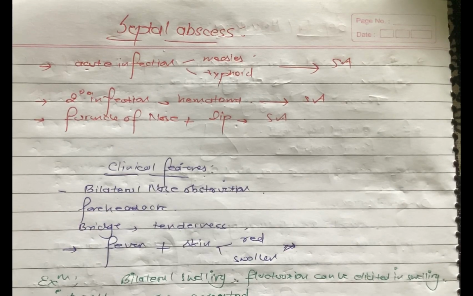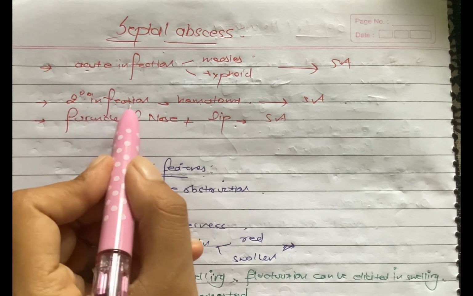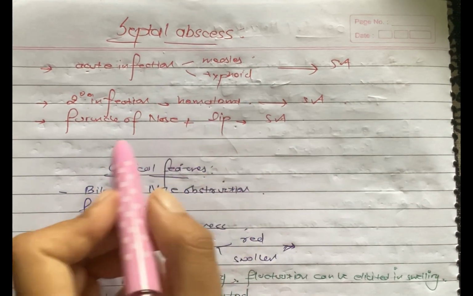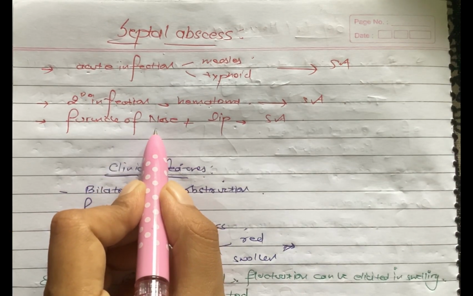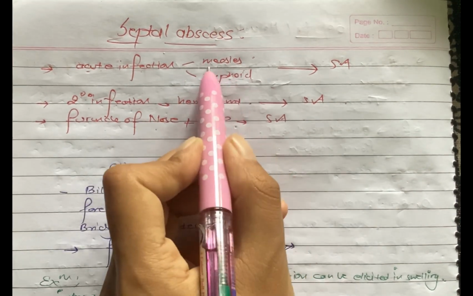Now moving on to the septal abscess. Mostly it results from the secondary infection of the hematoma, and occasionally it follows furuncle of nose and lips, and it may also follow the acute infections such as typhoid and measles.